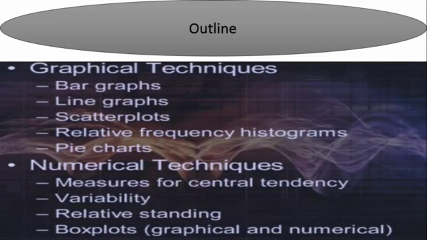The outline of this course is about the graphic techniques that will be used, like the bar chart, line graph, scatter plot, and relative frequency histogram. We're going to see what a pie chart is and its usage. Numerical techniques are also part of this course. We're going to show you how to measure central tendency, volatility, relative standing, and some other graphs like the box plot, which are based both graphically and numerically.